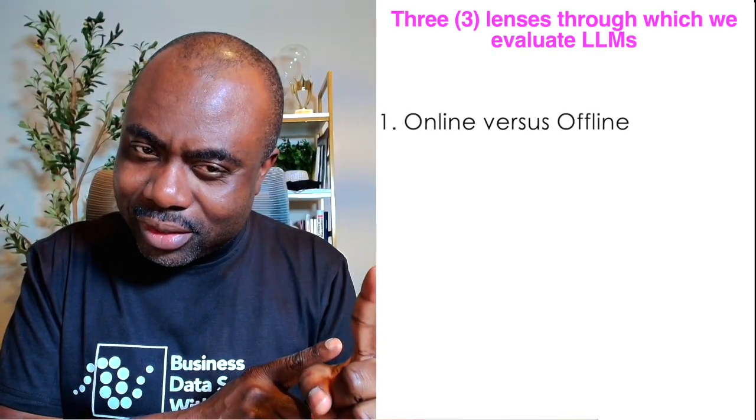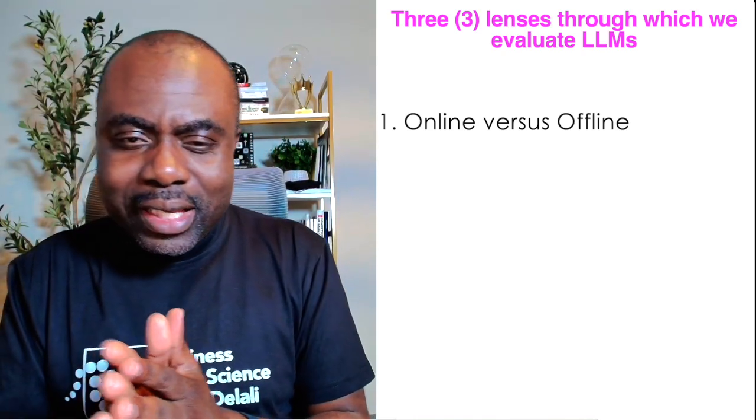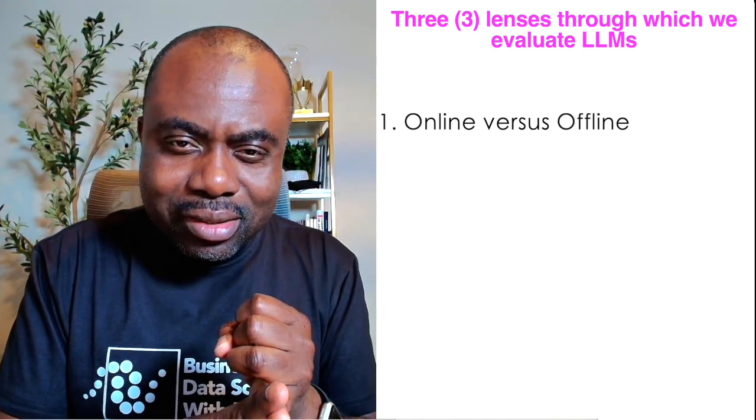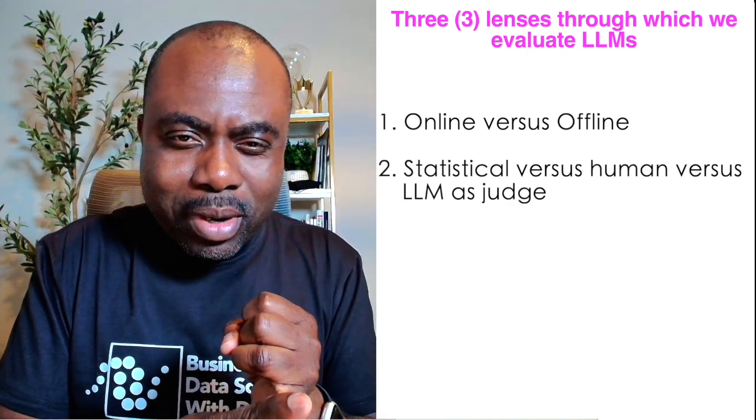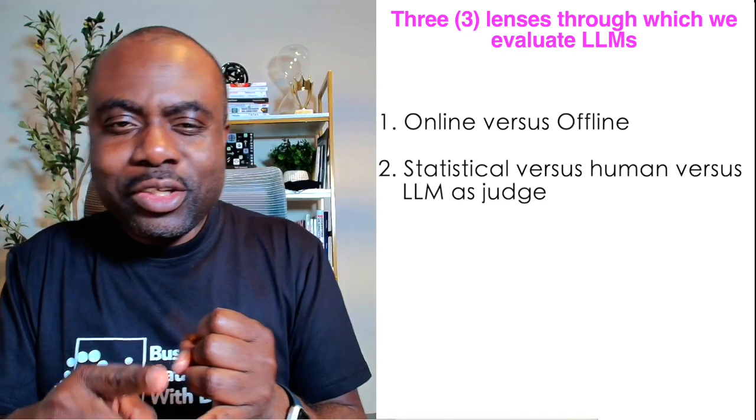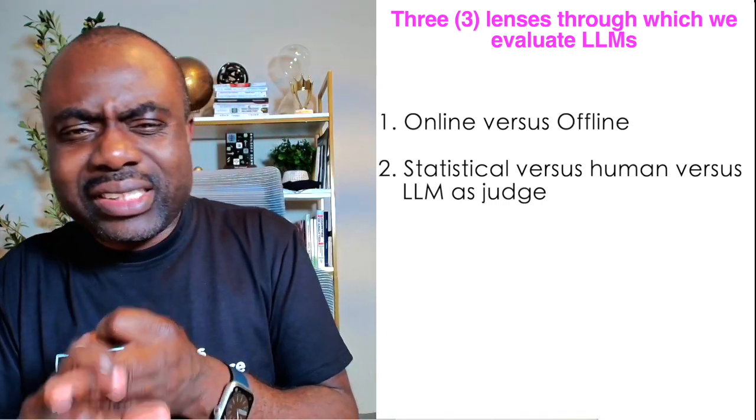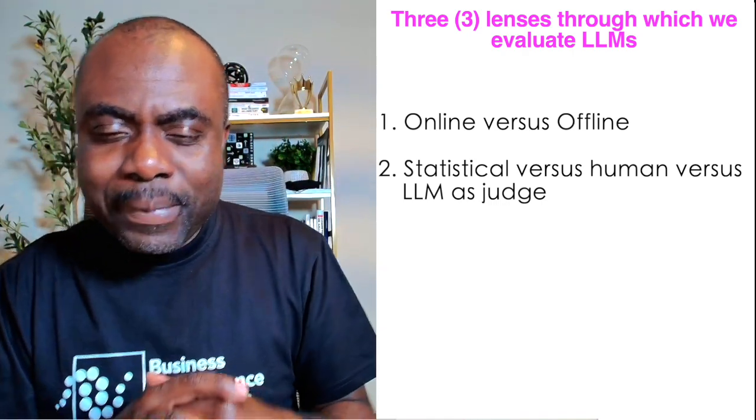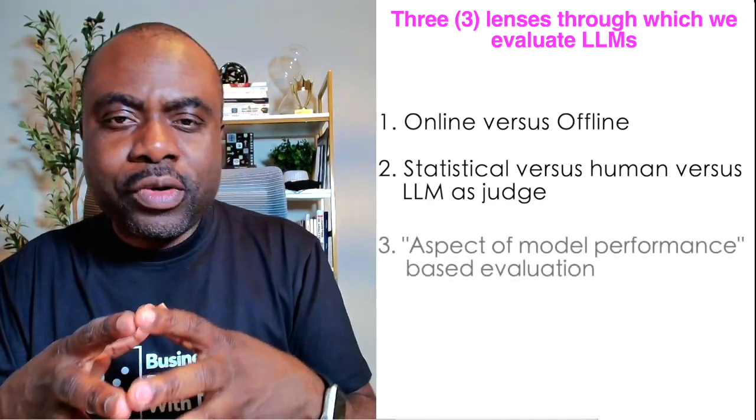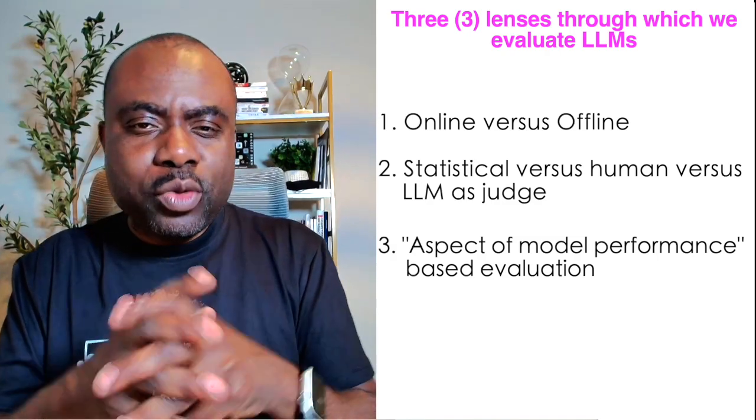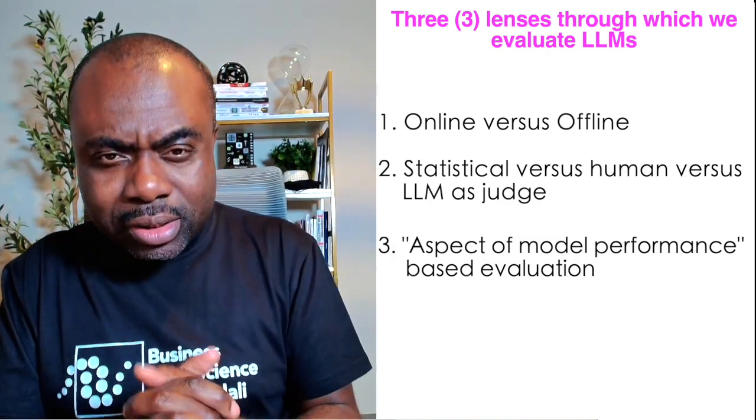So the first lens, if you remember, is what? Online versus offline. The second one is using statistical methods or automatic metrics versus using humans versus using LLM as a judge. And then finally is what I just described as the aspects of model performance based type of LLM evaluation. Here's the thing: LLM evaluation is a very broad topic on its own.